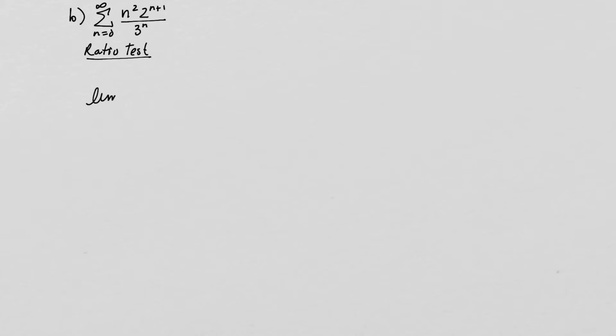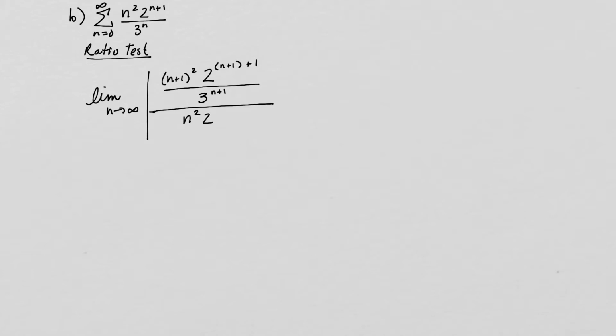So we're going to look at the limit as n approaches infinity. Okay, so again, n plus 1, which means everywhere I see an n, I have to replace that n with an n plus 1. So it's going to be n plus 1 squared, 2 to the n plus 1 plus 1, over 3 to the n plus 1. So that's the a sub n plus 1 term, and that's all going to be divided by n squared 2 to the n plus 1 over 3 to the n.